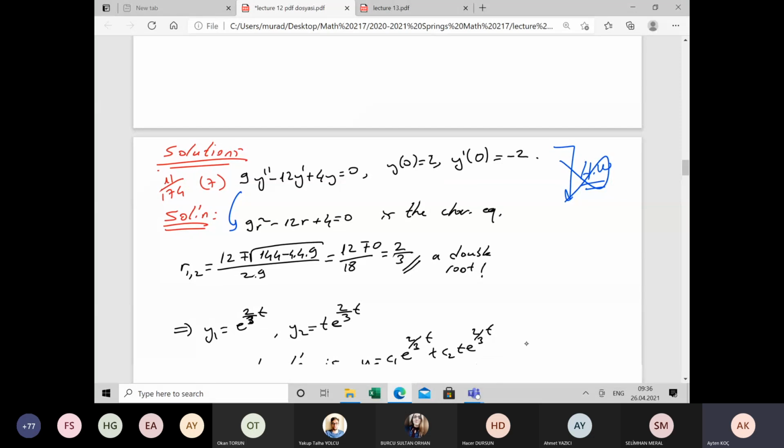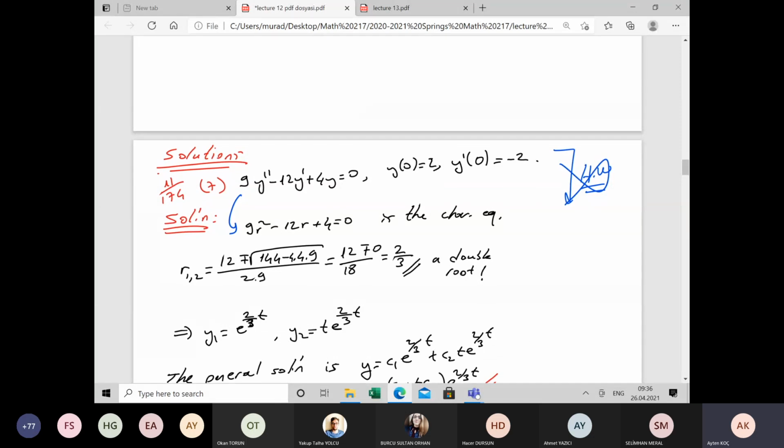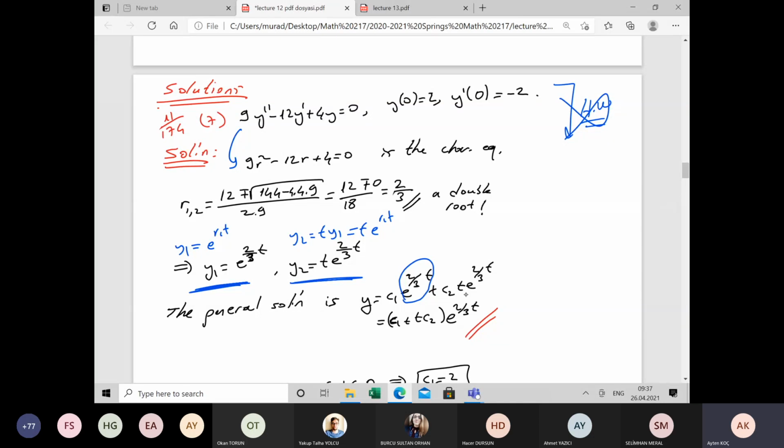And we know how to write the solution. y sub 1 is e to the r1 t, and y sub 2, for a repeated root, is t times y sub 1, that is, t times e to the r1 t. So we obtain y sub 1 equals e to the 2/3 t, and y sub 2 is this one. So what's the general solution? The general solution is c1 y sub 1 plus c2 y sub 2.